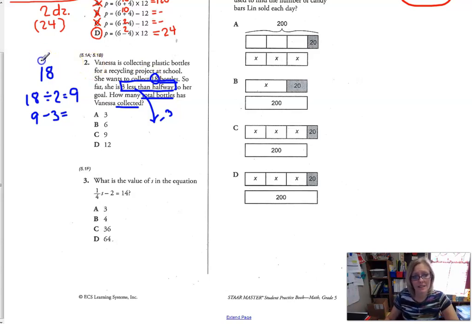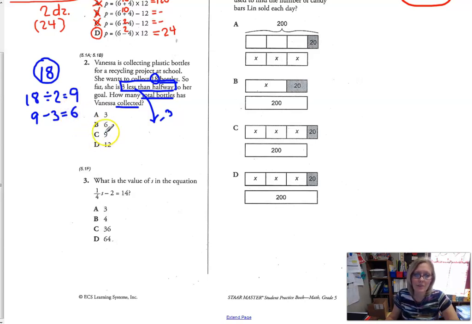So what I did was I took my total number that they said she wanted to have, and I said 18 divided by 2. Well, that got me the number 9. Notice that the number 9 is a choice. Yay! But it's not the answer. Because she wasn't halfway, she was 3 less than halfway. So what I had to do was take halfway and subtract 3, or minus 3, 3 less, and that would have gotten me the number 6.